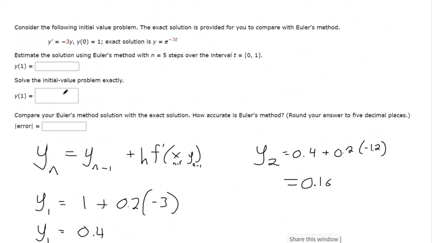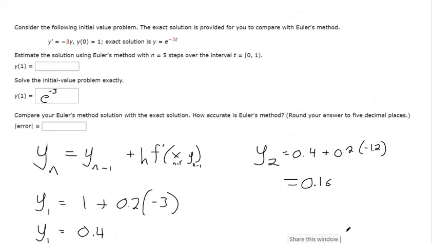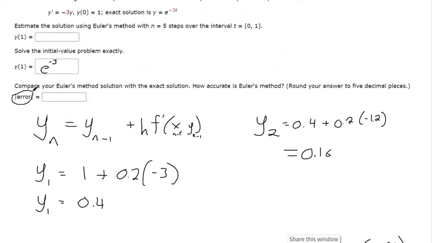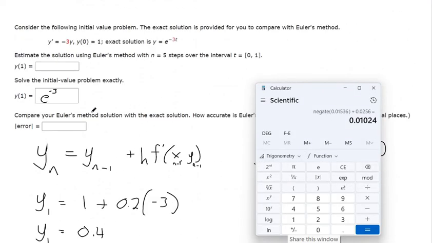And in this box over here, solve the initial value problem exactly. They gave us the exact solution. So if you plug in 1 into the exact solution, you get e to the negative third power. And to compare your answers, all they want you to do is to take these two numbers and subtract them, the absolute value of the error. Our guess was 0.01024. And then the decimal form of the exact solution of this. So if we subtract those two and just make sure it's positive because they're asking for the absolute value, this would be the error right here.